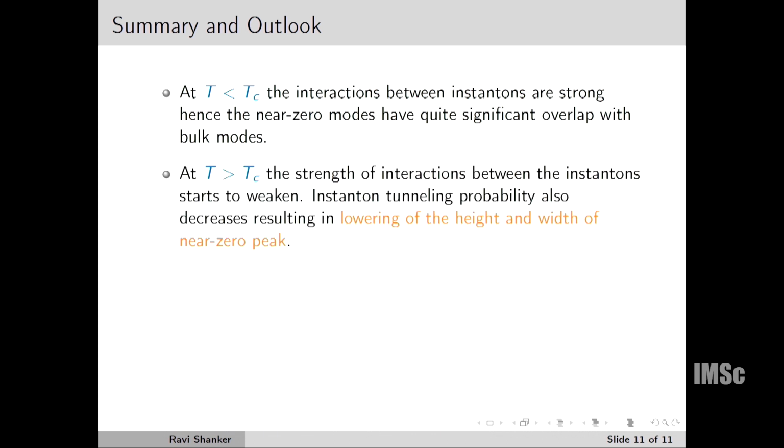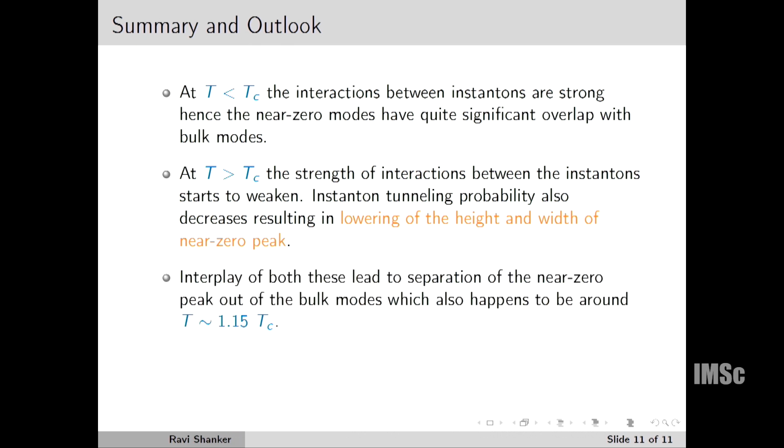At temperature greater than Tc, the strength of interaction between the instantons starts to weaken. Instanton tunneling probability also decreases, resulting in the lowering of the height and the width of the near 0 peak. The interplay of both these leads to a separation of the near 0 peak from the bulk modes, which also happens to be around 1.15 Tc.